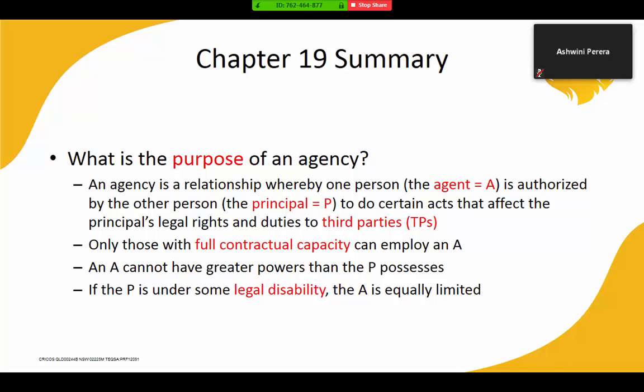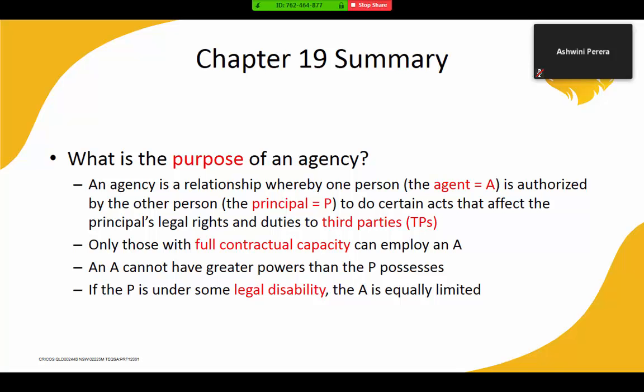Okay. Of course, there has to be everything that we talked about in relation to creating a simple contract. The principal will have to create a contract with the agent. So it means that they have to have full capacity to contract and all the other requirements for a valid contract to exist. So the agent really cannot have more powers than what the principal has. So it's simply a transfer of those powers. It can't increase those powers.